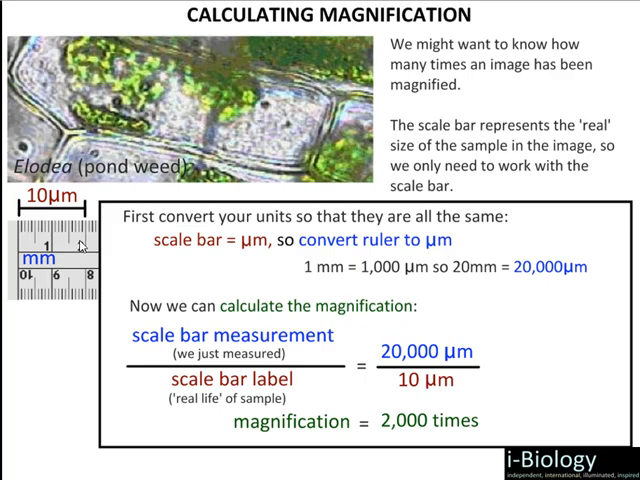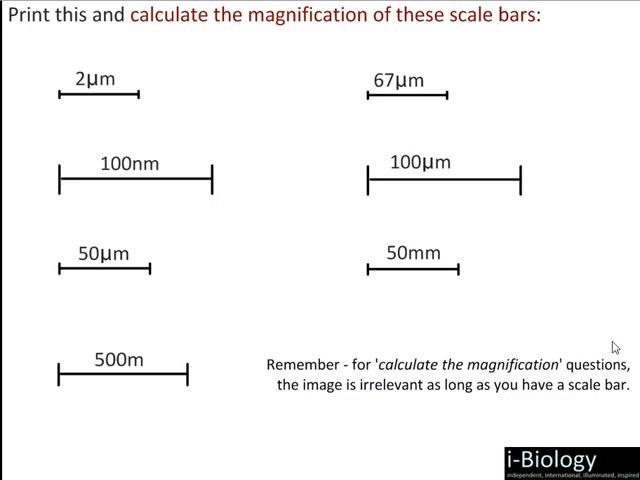We're going to have to convert our 20 millimeters into microns. So we take 20, and we multiply it by 1,000, which gives us 20,000 microns. Okay, so now we have our scale bar measurement, which is 20,000 microns. We know that our scale bar is 10 microns, and we divide one into the other. And obviously you can see you've got a magnification of times 2,000.